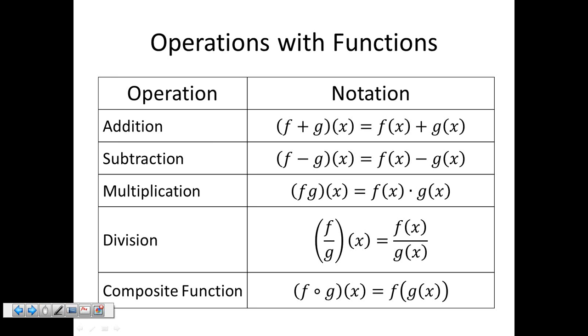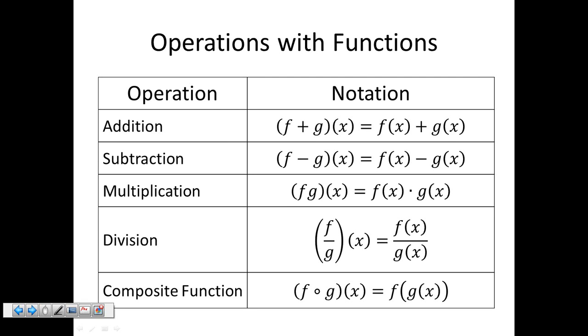And similarly, when we take f divided by g of x, that means we're taking the function f of x and dividing by the function g of x. Now sometimes things will cancel here, but a lot of times we'll end up making a rational function, something that we've looked at already. And then we're going to end today with the idea of composite functions.